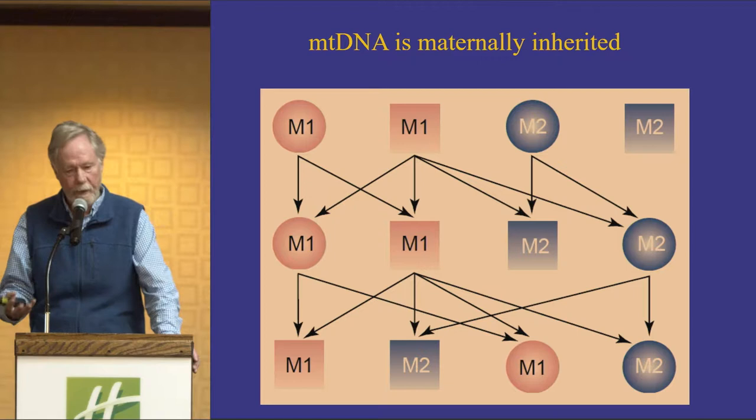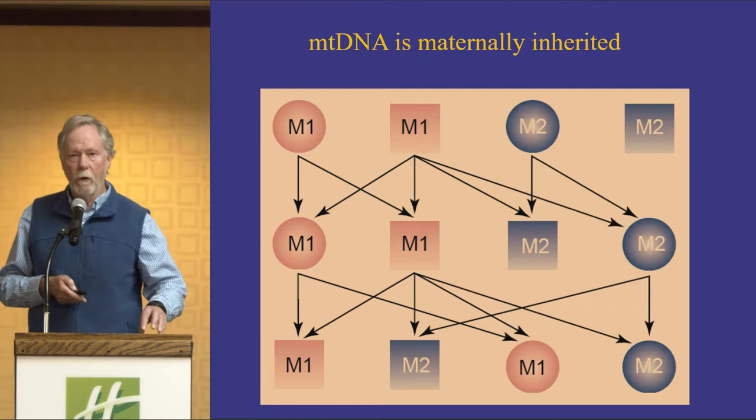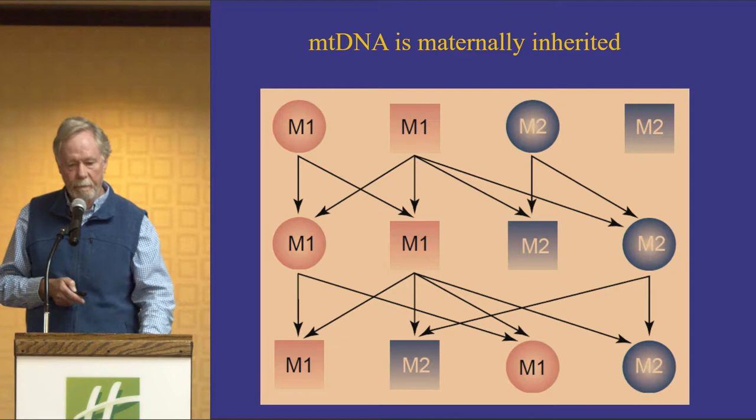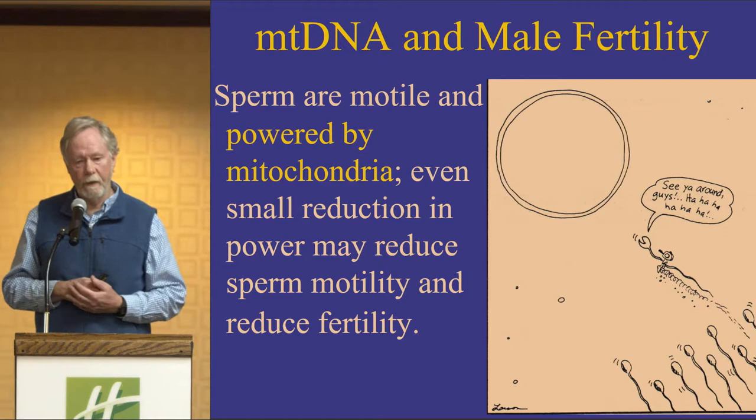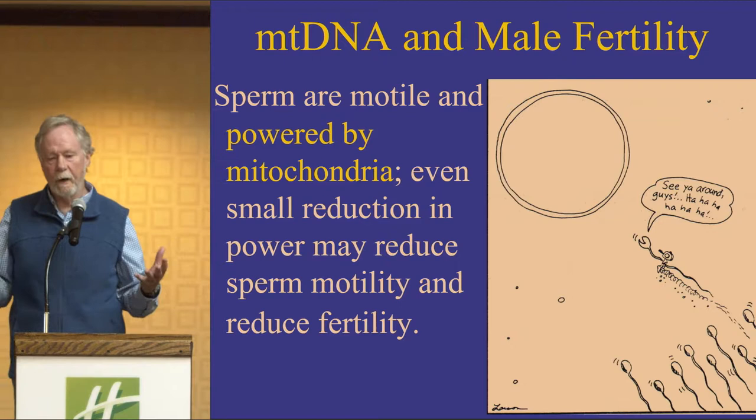In plants, there are many alleles that cause infertility in males that are carried in the mitochondrial DNA of plants. We can do actually the same, very analogous thing in animals. Sperm are motile and powered by mitochondria.